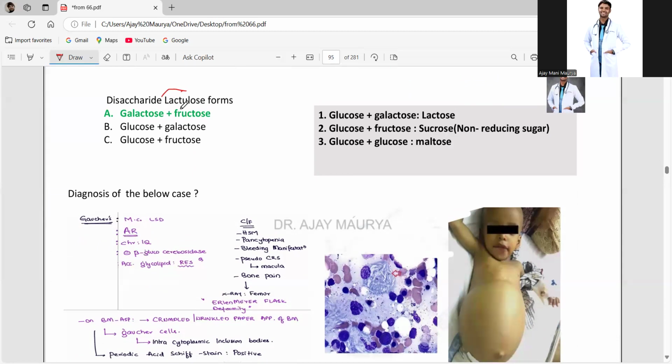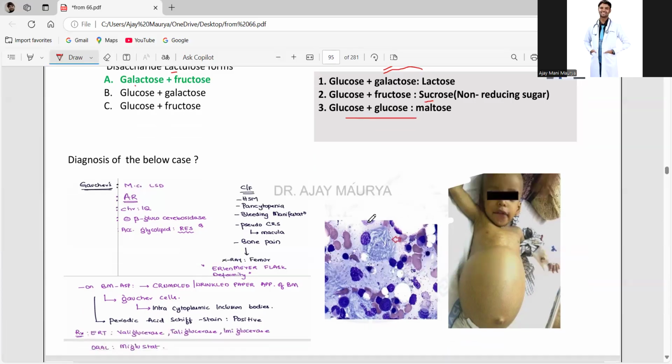Galactose plus fructose. GF means galactose plus fructose, that is the lac here. From the glucose side, we'll see LG: glucose plus galactose, that is lactose. Next one is glucose plus fructose, it is sucrose. Yes, my GF. Next, maltose is glucose plus glucose.